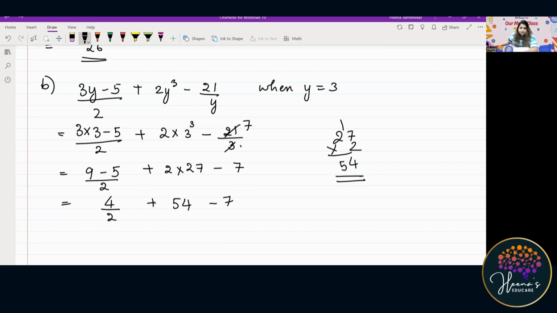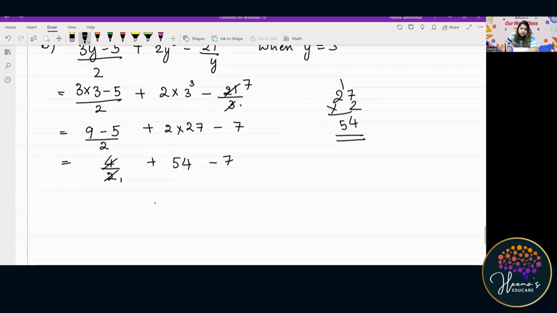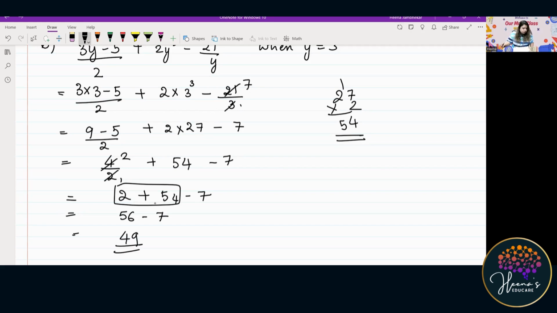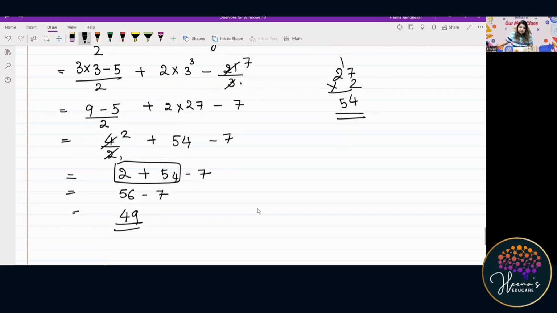minus 7. 2 ones are 2 twos are 4. So you have 2 plus 54 minus 7. Remember, BODMAS, addition or subtraction, whichever comes first. In our case, we first have addition. So 2 plus 54 gives you a 56 minus 7. And if you see what is 56 minus 7, the answer is 49. Okay, so your answer is 49 in this case.